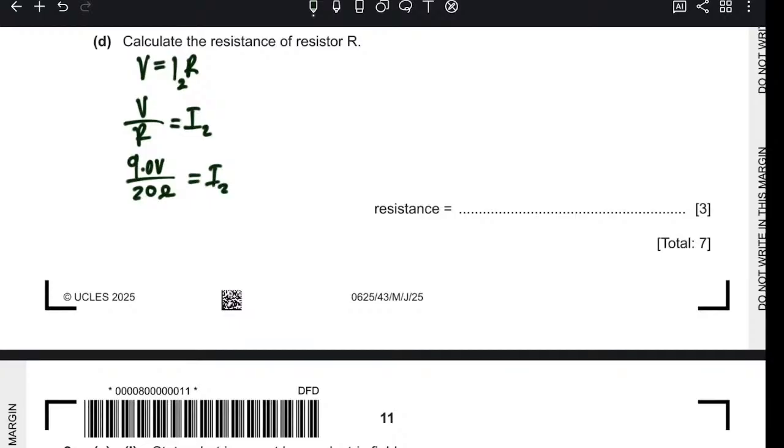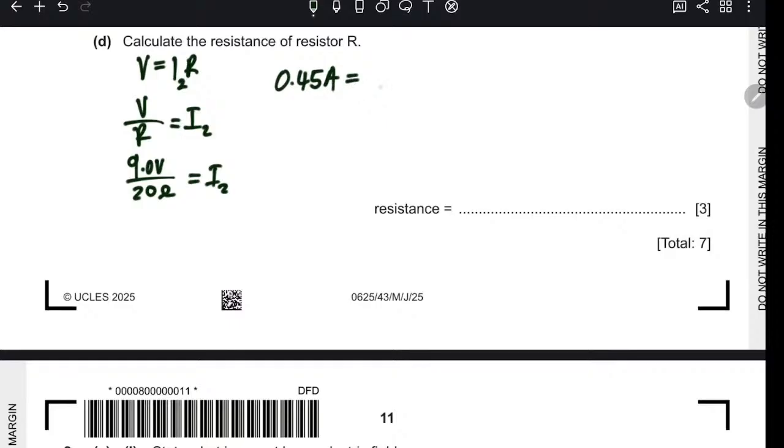This is I2, 0.45 amps. We know this is 0.45 amps because we used Ohm's law, because we know how to use Ohm's law.